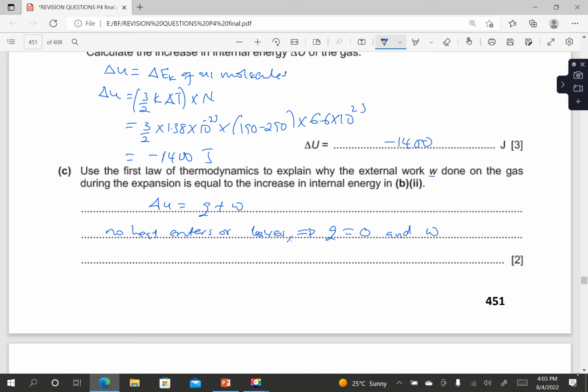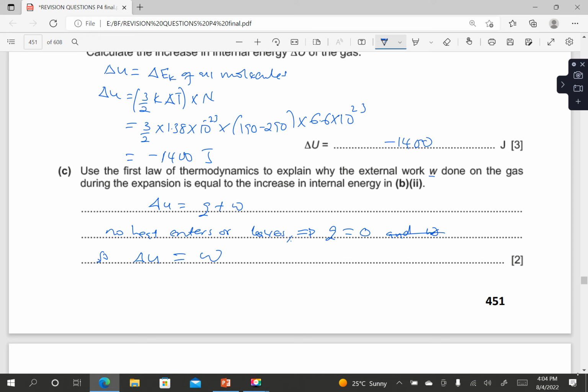So the change in internal energy is equal to Q plus W, but no heat enters or leaves the system, which implies that Q is equal to 0. Therefore, the change in internal energy is simply going to be equal to the work done.